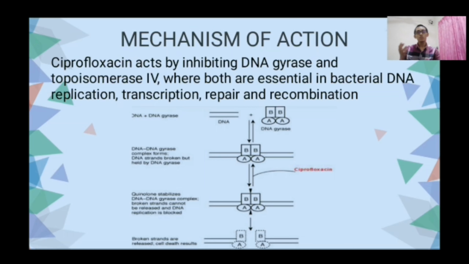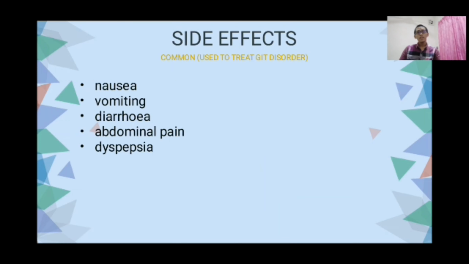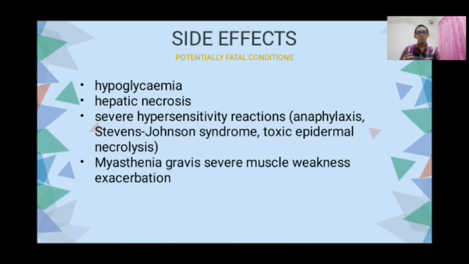Now let's move to the side effects of ciprofloxacin. There are three types of side effects. First the significant, such as irreversible tendinitis, tendon rupture, peripheral neuropathy, and others. Second is common, such as nausea, vomiting, diarrhea, and others. And the third one is potentially fatal conditions, which can cause death, such as hypoglycemia, hepatic necrosis, severe hypersensitivity reaction, and others.